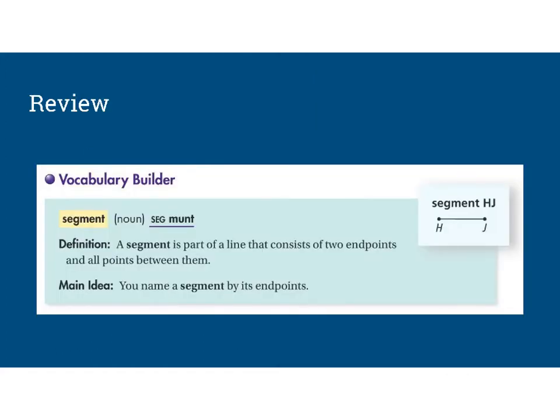So the first thing I want to do is make sure we understand what a segment is. We talked about this in the last lesson, but a segment is a part of a line that consists of two endpoints, in this case H and J, and all the points in between them. You can think of it as part of a line. So if I have a line here that I've drawn, and I have points X and Y on this, if I look overall, line XY is the entire line.